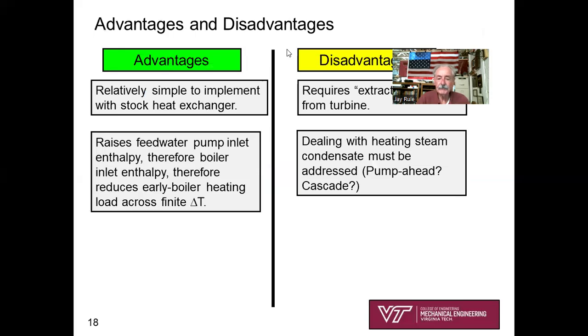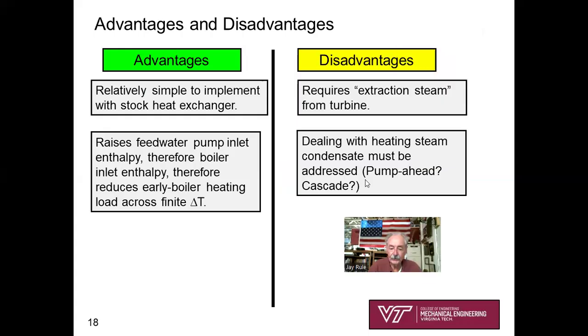The advantages of the closed feed water heater: it's relatively simple to implement, with stock heat exchangers that you can order off the shelf. Another advantage is that it raises the feed water pump inlet enthalpy, and therefore it's going to reduce the boiler heating load across a finite delta T. So a closed feed water heater will raise the thermal efficiency of a power plant.